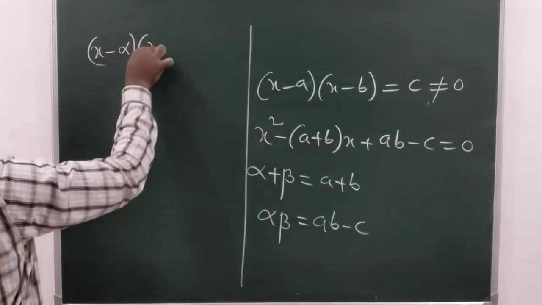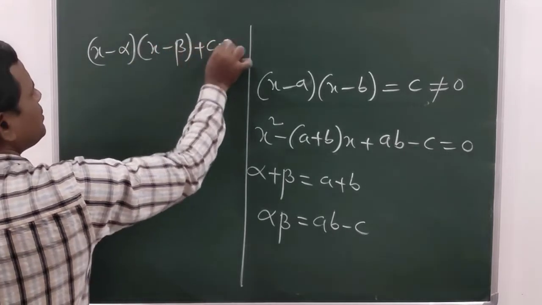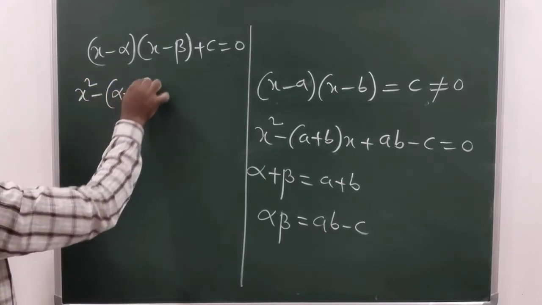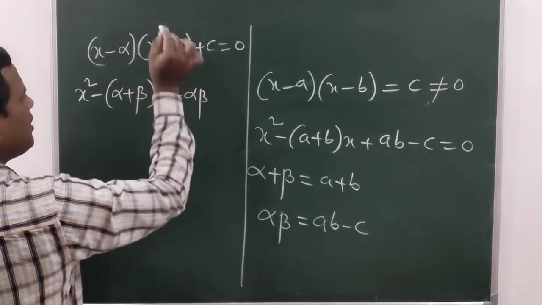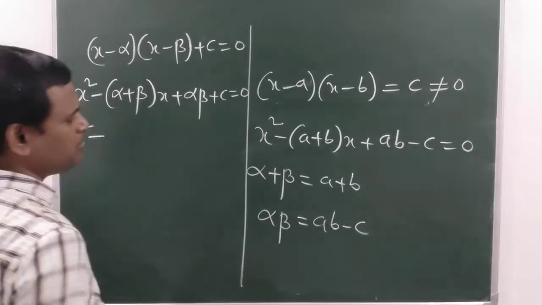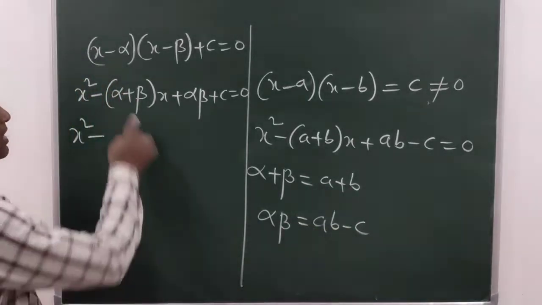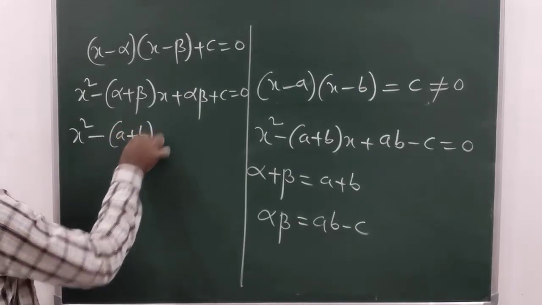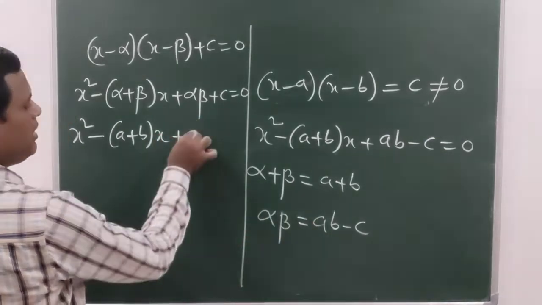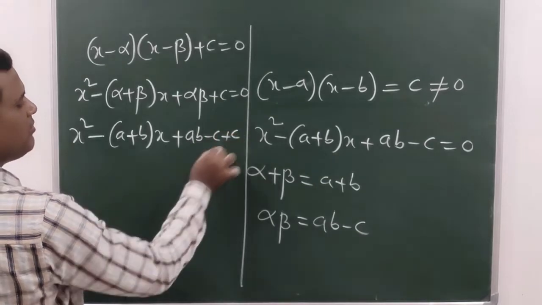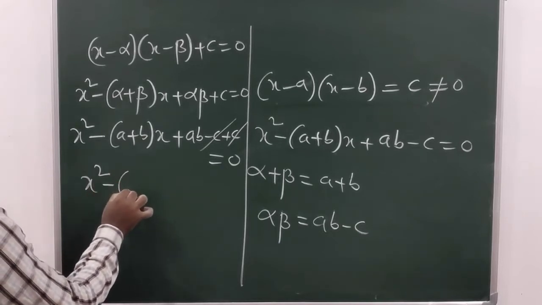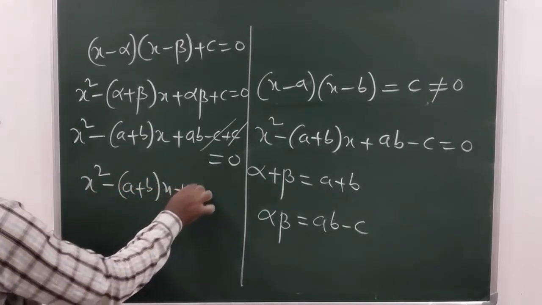Find the roots of (x minus alpha) into (x minus beta) plus c is equal to 0. When you take the product of these two, you get here x square minus (alpha plus beta) into x plus alpha beta, so plus c is equal to 0. Now x square minus, here alpha plus beta value, how much have we got? a plus b, into x. Here alpha beta is ab minus c, and here plus c, which is equal to 0. Plus c minus c cancel. Now what is left? x square minus (a plus b) into x plus ab equal to 0.